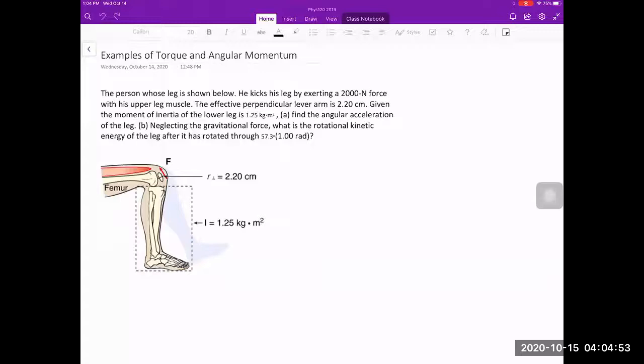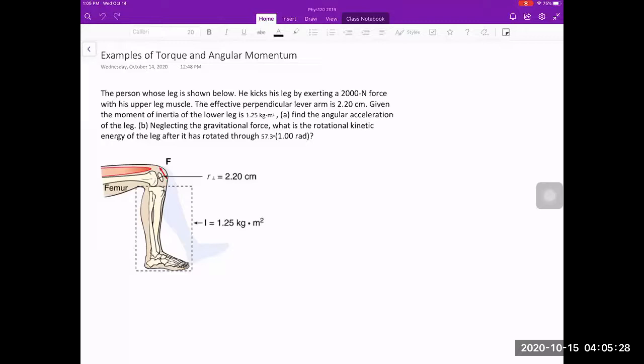Okay, here we're going to do some examples about torque and angular momentum. The first problem is a bio-related problem, where you see a person with a leg, and he kicked his leg by giving a force. That force is 2,000 Newton.